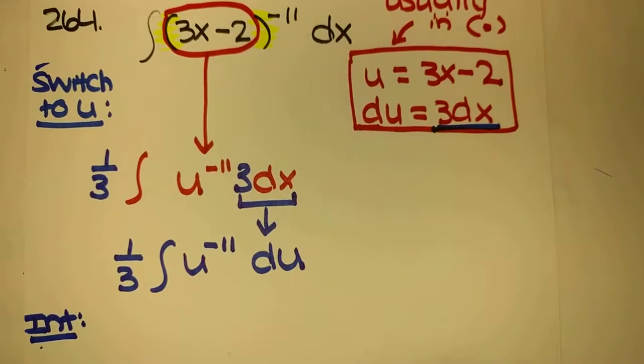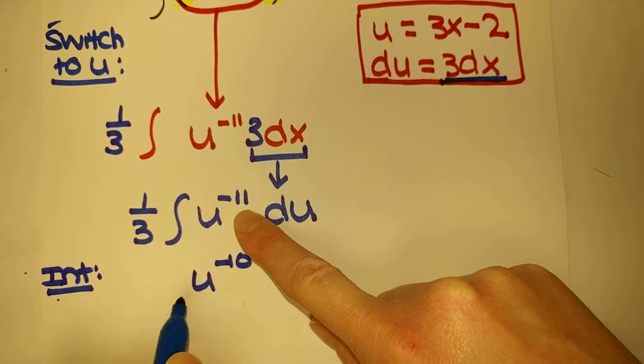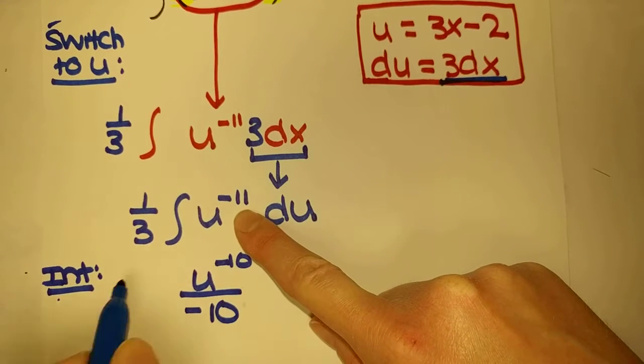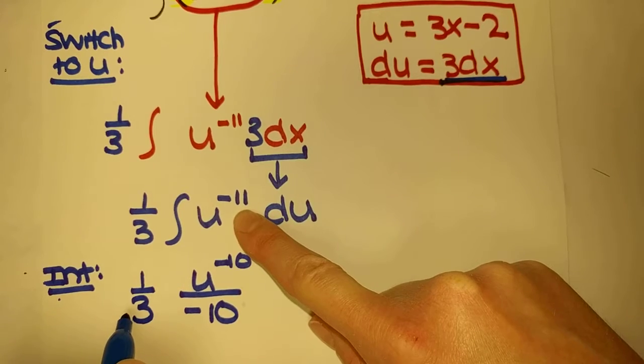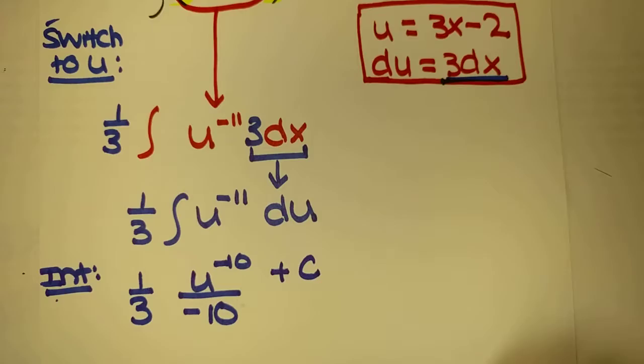And remember, integrating, we add 1 and divide by the new exponent. So this will be negative 11 adding 1 will give us negative 10 over negative 10. The 1/3 constant coefficient tags along. Then because we do not have bounds, we'll add the plus c.